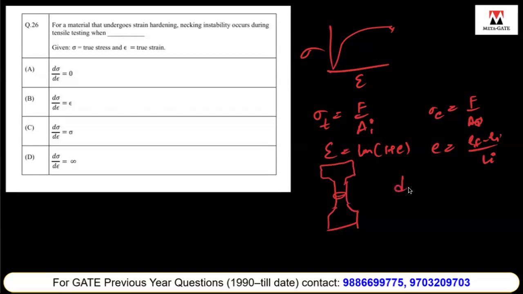So here d sigma by d epsilon is equal to sigma, and also epsilon is equal to n in mathematical terms. This equation implies that the slope of the stress-strain curve at the point of necking is equal to the true stress being applied, and the material is straining to a point where the rate of stress increase matches the stress itself, indicating the point of instability. So here d sigma by d epsilon is sigma.